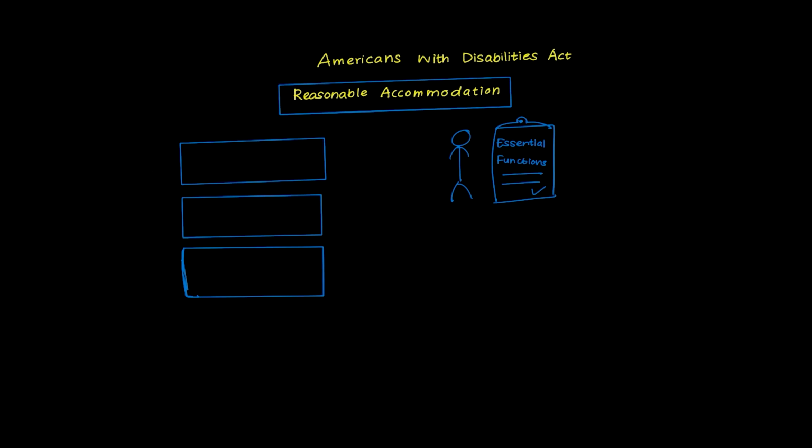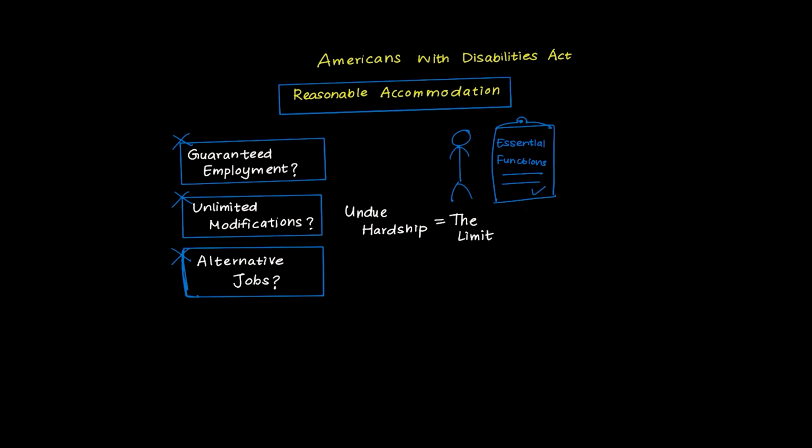The Americans with Disabilities Act requires employers to provide reasonable accommodation to qualified individuals with disabilities. The key words here are reasonable and qualified. The person must be able to perform the essential job functions with or without accommodation. The employer isn't required to guarantee a job regardless of qualifications. They don't have to provide unlimited modifications at any cost. That's called undue hardship, and it's the limit. They don't have to create alternative jobs. They do have to make reasonable adjustments: modified schedules, accessible equipment, workplace modifications. Reasonable means it works for both sides.